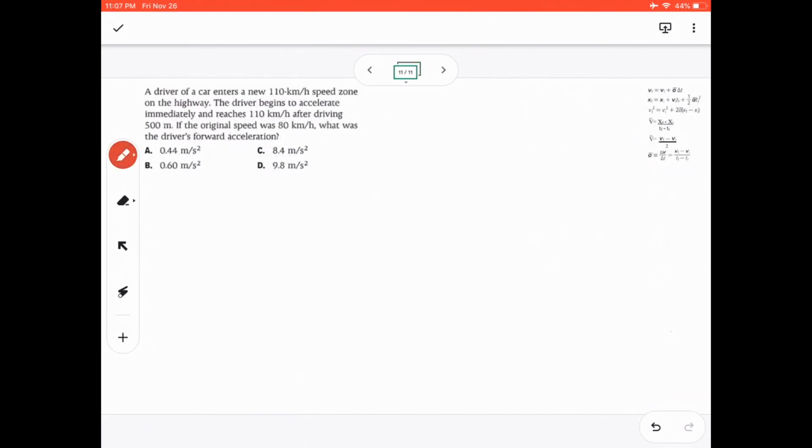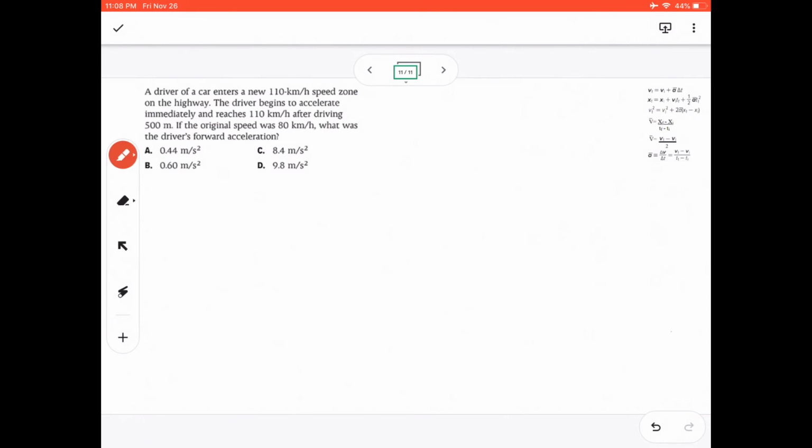Extra question. A driver of a car enters a new 110 km per hour speed zone on the highway. The driver begins to accelerate immediately and reaches 110 km per hour after driving 500 meters. If the original speed was 80 km per hour, what was the driver's forward acceleration?